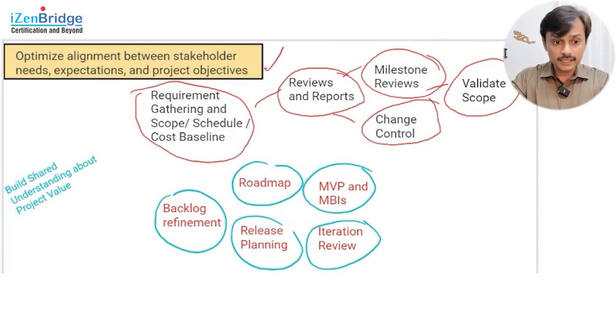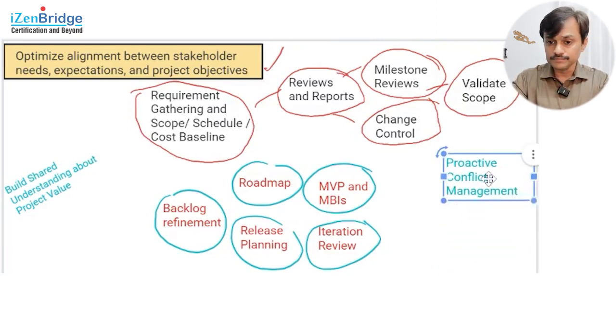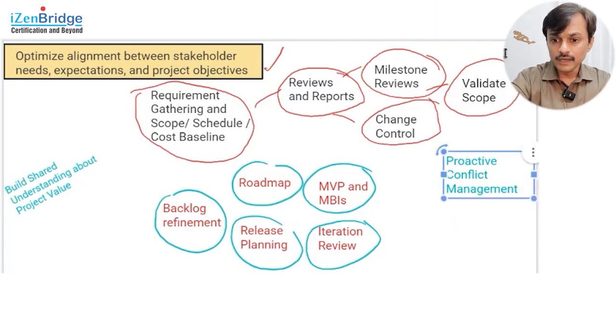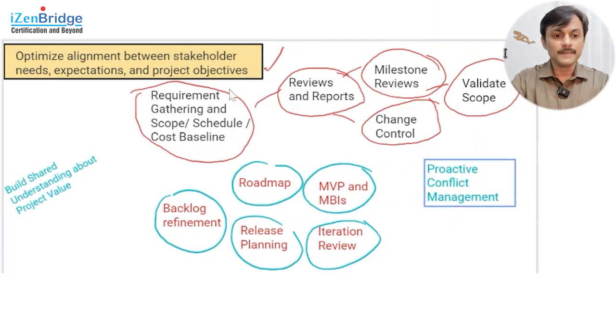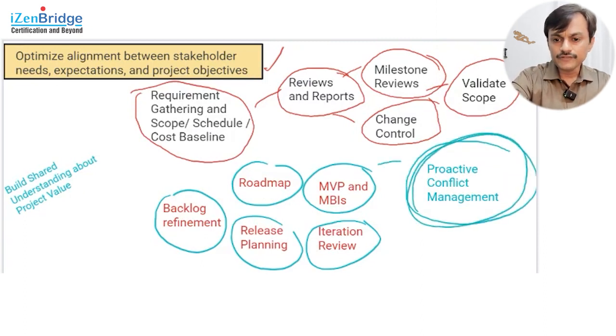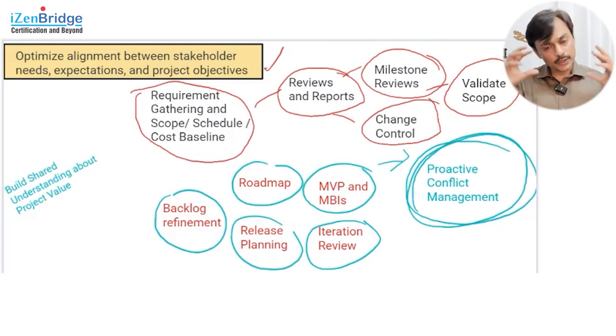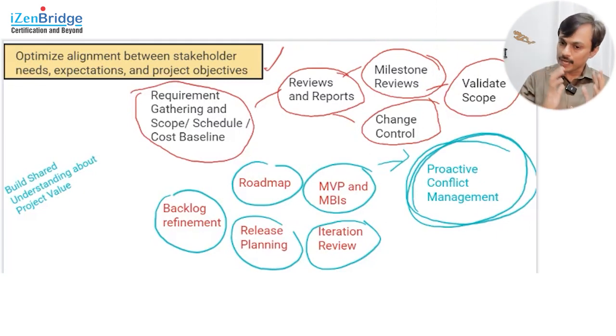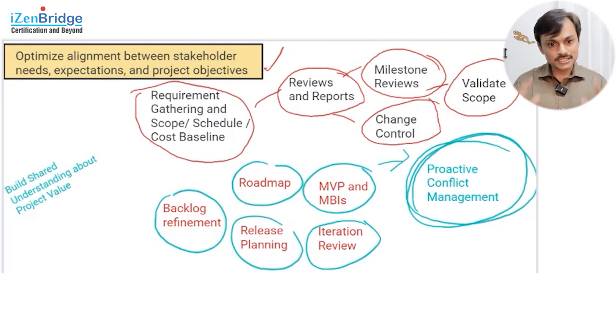Now, one of the important things which will be relevant for predictive as well as adaptive is proactive conflict management. So there will be issues, there will be a difference of opinion all the time. And if that is not there, then either your stakeholders are not engaged, or in a way, they don't care what we are doing. So if you have engaged stakeholders, there is going to be a value conflict, there is going to be a prioritization conflict. And as a project manager, I need to deal with that conflict proactively.